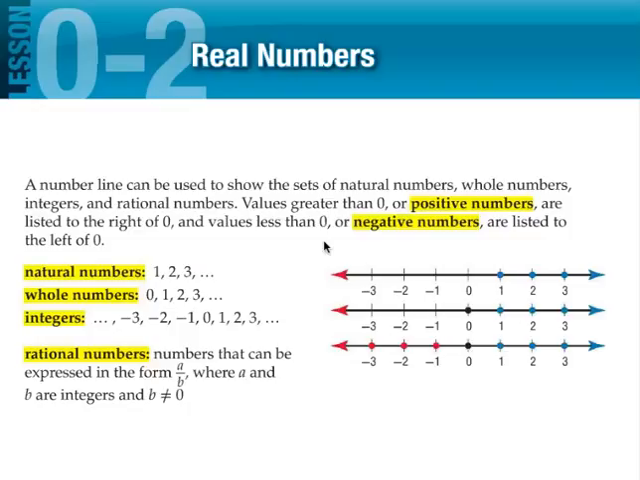In other words, the rational numbers are just a fraction. That's all they are. So when you hear the word rational number, just think of a fraction. Pretty easy. A rational number, the definition is a number that can be expressed in the form a over b, where a and b are integers and b cannot equal 0. So once again, all a rational number is, is a fraction.